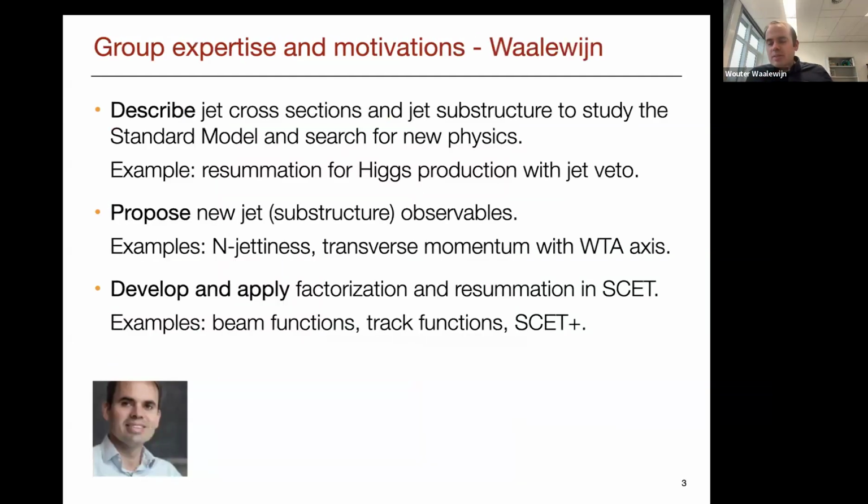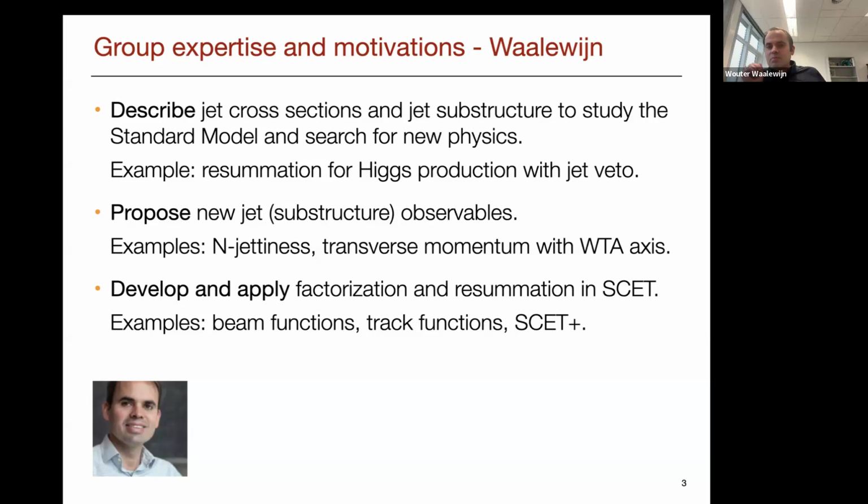I'll talk a little bit about my expertise first, and then a little bit about what Juan is working on. I'm interested in describing jet cross-sections and jet substructure, which is the internal structure of jets, both to study the standard model better, but also to search for new physics. An example of this would be resummation for Higgs production with a jet veto. This is the case where you produce a Higgs, and you say there's not allowed to be any extra jets, or maybe you have 1 jet, but not 2 jets. Having on the one hand the Higgs mass, and on the other hand the jet veto, which have very different scales, requires you to do some resummation to get good predictions.